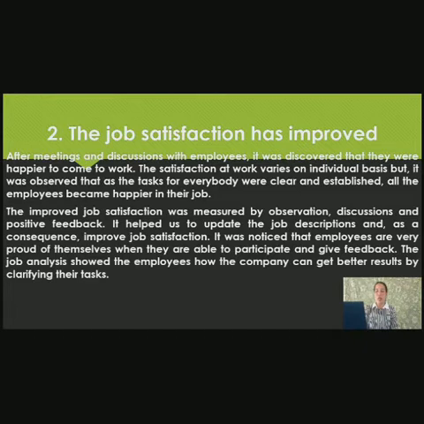The improved job satisfaction was measured by observation, discussions, and positive feedback. It helped us to update the job descriptions and, as a consequence, improve job satisfaction. It was noticed that employees are very proud of themselves when they are able to participate and give feedback. The job analysis showed the employees how the company can get better results by clarifying their tasks.